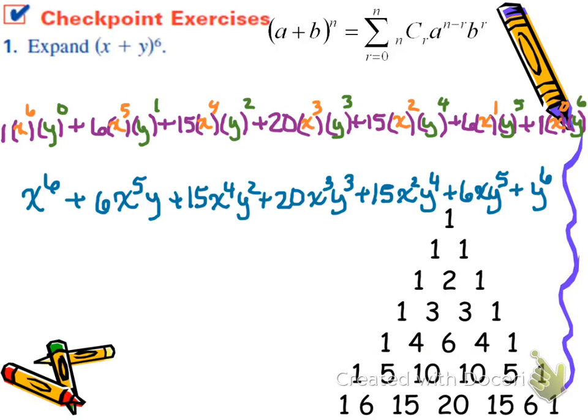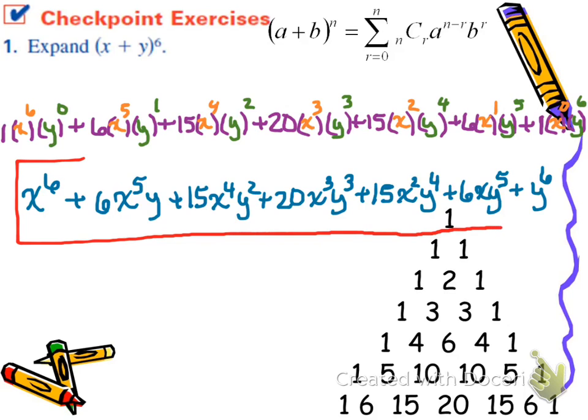Alright, while it was paused, I've included the work that you should have shown and the final answer that you should have gotten. If you did this expansion correctly, you should have ended up with x to the 6th plus 6x to the 5th y plus 15x to the 4th y squared plus 20x cubed y cubed plus 15x squared y to the 4th plus 6x y to the 5th plus y to the 6th. If you didn't get that answer, maybe pause the video, compare your work to my work, and see what happened.